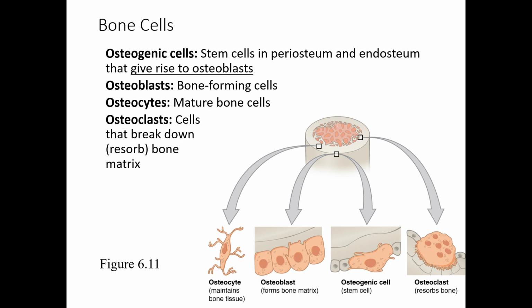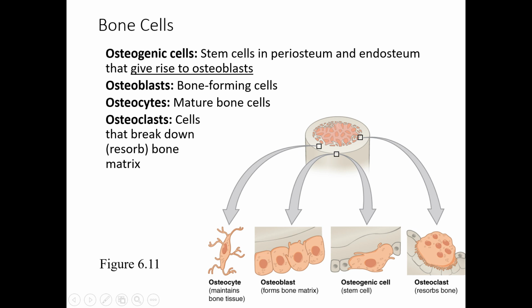Bone cells. There are four main types of bone cells. All of them originate from the osteogenic cell. That is a stem cell, and it gives rise to the other three types. Osteoblasts would be young cells. Those young cells form the bone tissue.